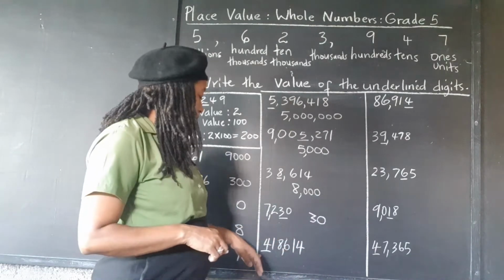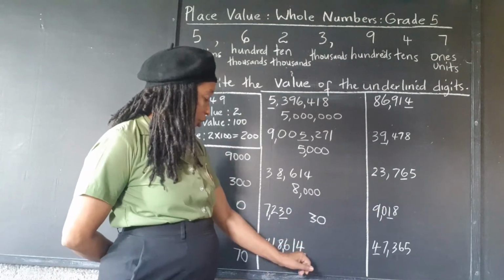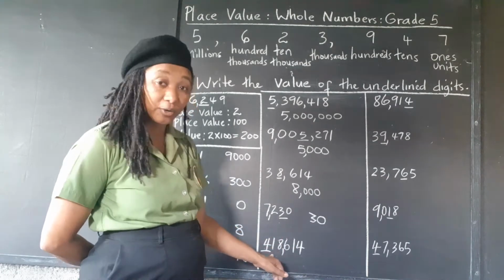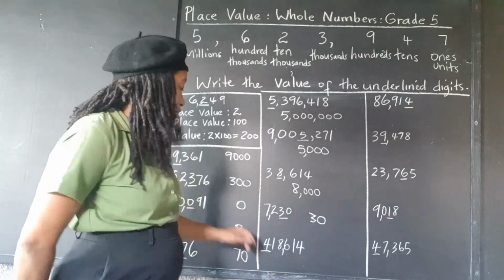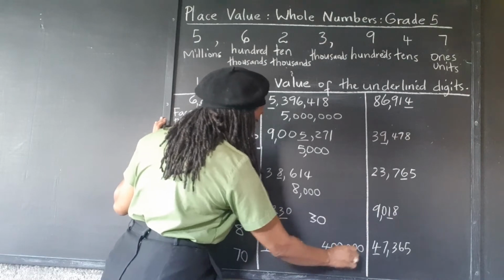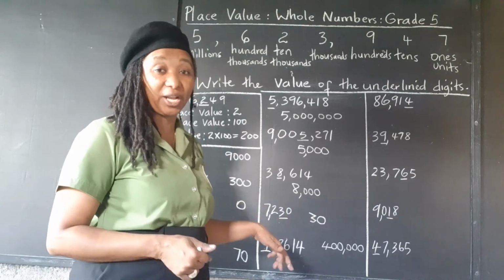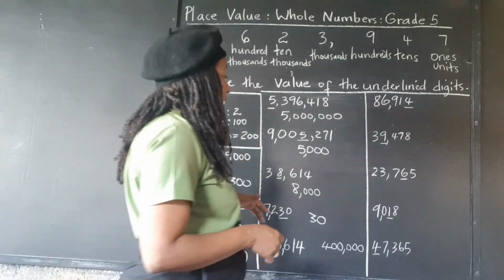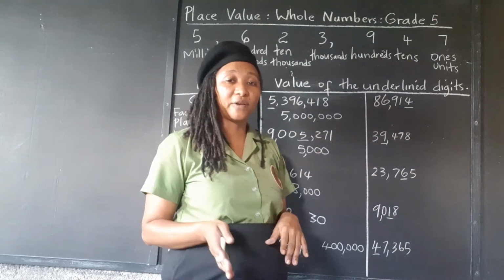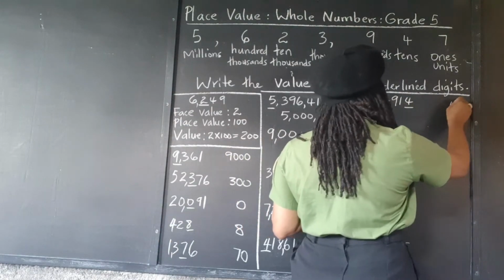418,640. So the 4 here is in the 100,000 place. Remember, we have units or ones, tens, hundreds, thousands, 10,000, 100,000. So this is 400,000. Remember, we multiply the place by the face to get the actual value of the digit in that number. 86,914. So the 4 is underlined. That's 4 ones. Just 4. 4 times 1, 4. Okay?